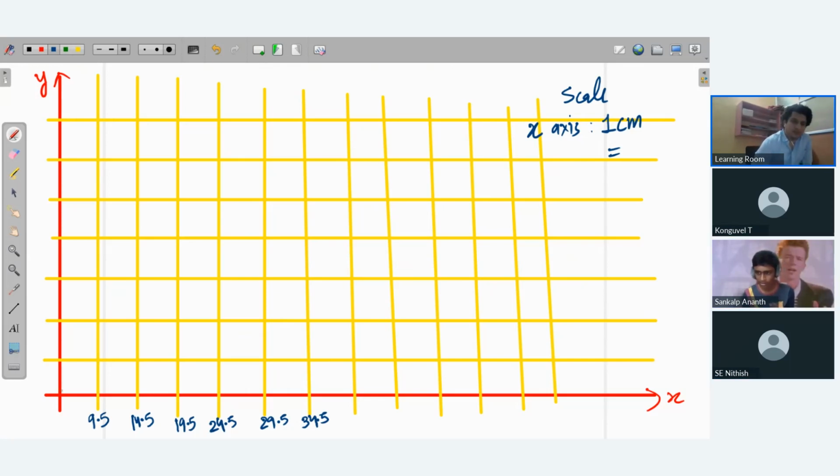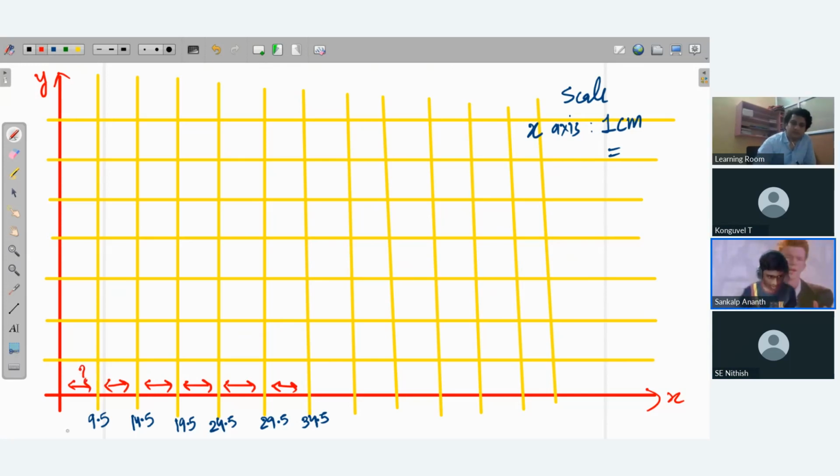So first of all, here we make a mark like this. It represents that, or you don't mark, no problem. But the first bold line you mark as 9.5, and the second bold line you mark as 14.5. So what is this size? 5 units, so 1 centimeter. Everybody is 5, right? Yes, sir. But this is not 5.